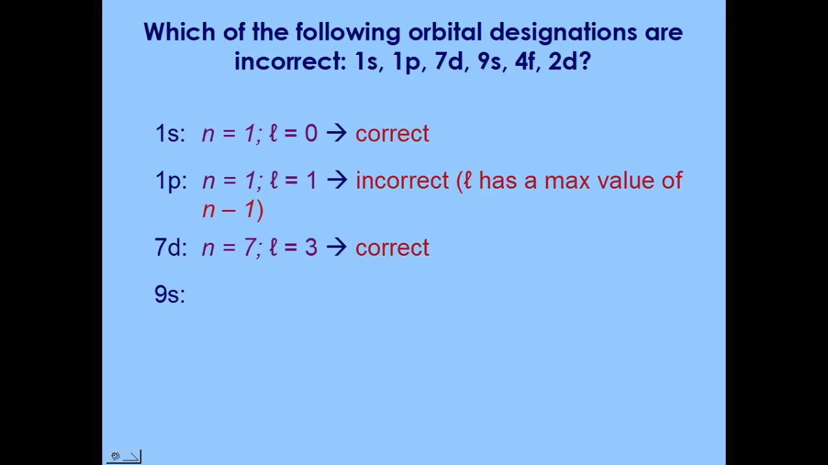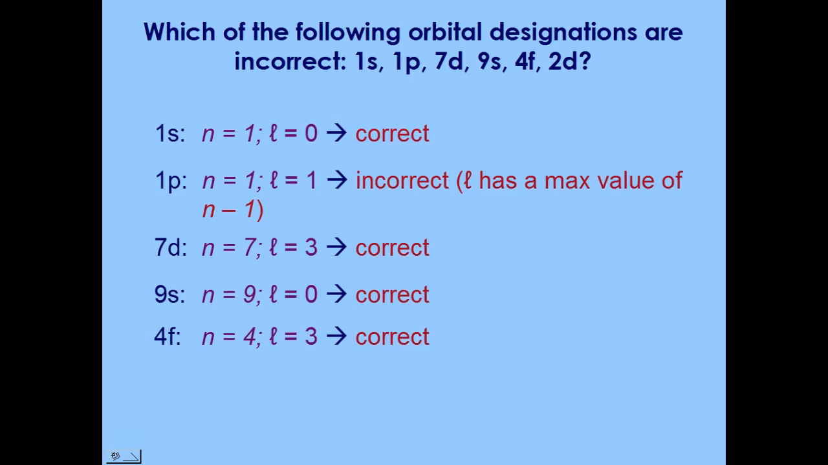9s, you would have an n of 9. Again, all s's start with an L of 0, and you can go all the way up to that n value minus 1, so n minus 1, which would be 8. So this would be fine. We have a 4f. 4f would give you an n of 4 and an L of 3. That is 3 is 4 minus 1, so that would be totally fine.